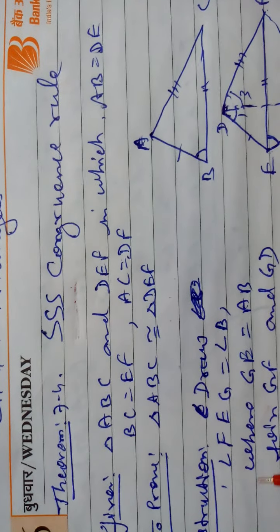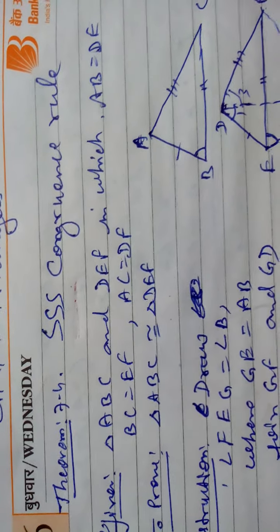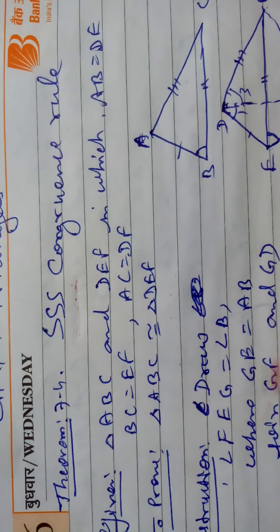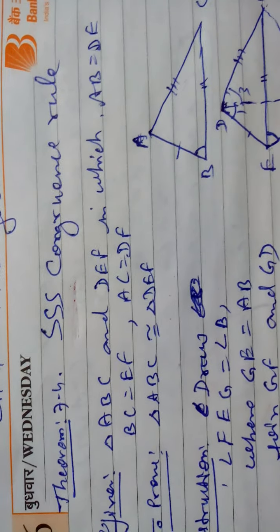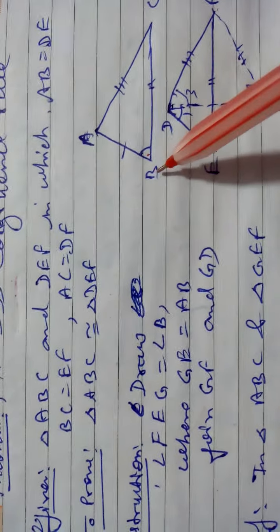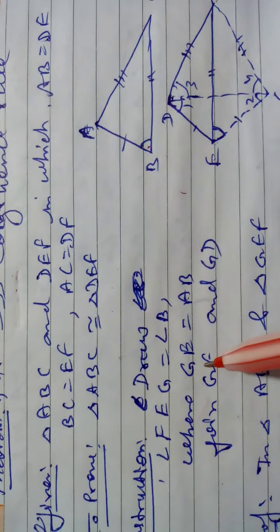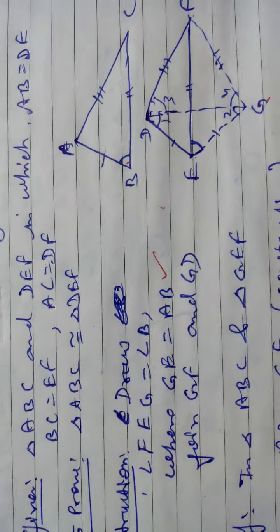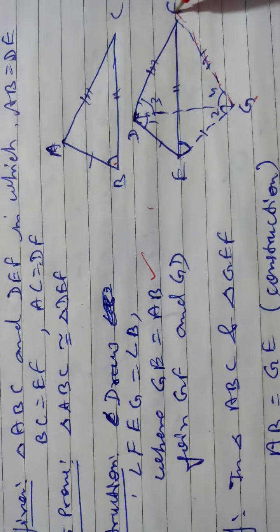So for this we will draw angle FEG equal to angle B, and GE equal to AB. We will cut here where GE is equal to AB and join this point G to F.